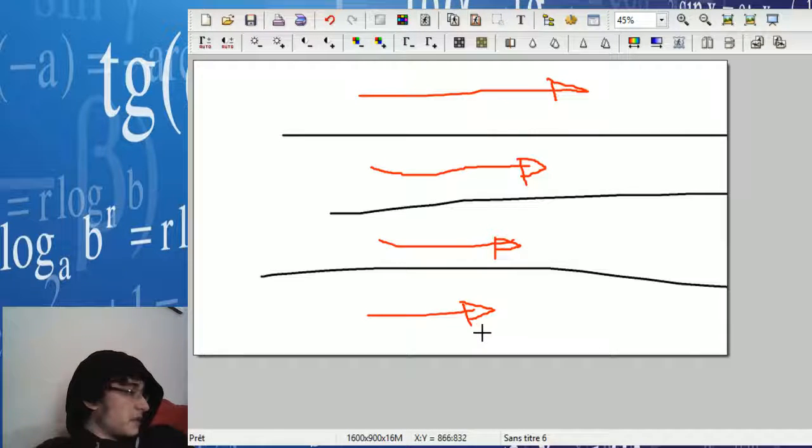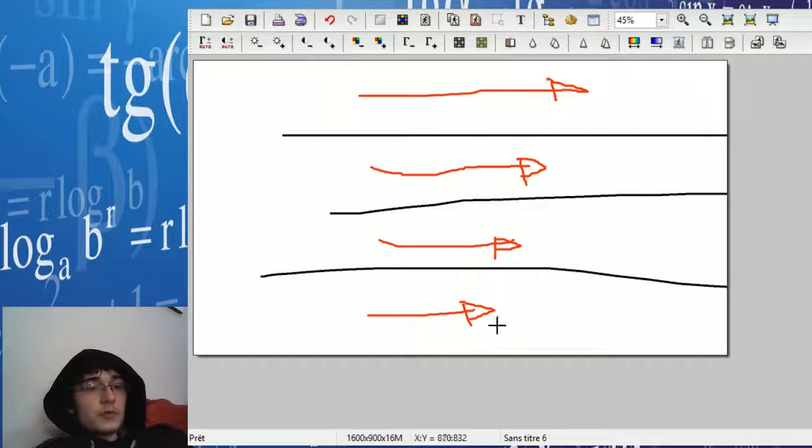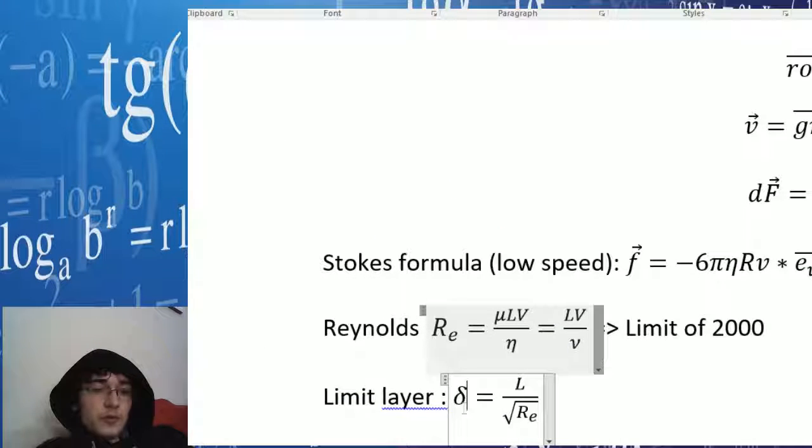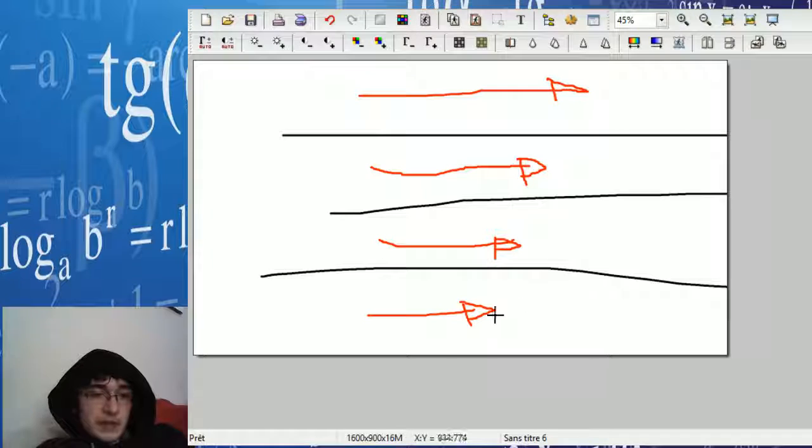Yeah, where viscosity is bad, and the trajectory is the speed is circa constant, because this will be really low. So it's called the limit layer. You call it delta because it's exactly the same as electromagnetic wave, and I'm really sure about that. It's L divided by the square root of the Reynolds number. So at this layer, you will say that this is, after this, all are the same length.